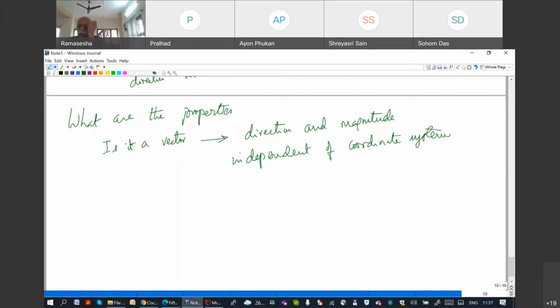So supposing I make a rotation of the coordinate system, the vector should not change. The vector should stay as it is, only its components will change. Components in a new coordinate system will be different from the components in the old coordinate system, but the vector will stay where it is. Is it clear? Yes, sir. Neither the length of the vector nor the direction of the vector will change when you change the coordinate system.